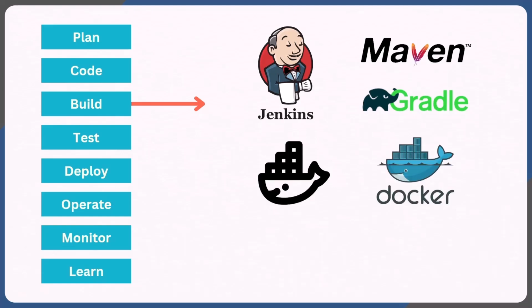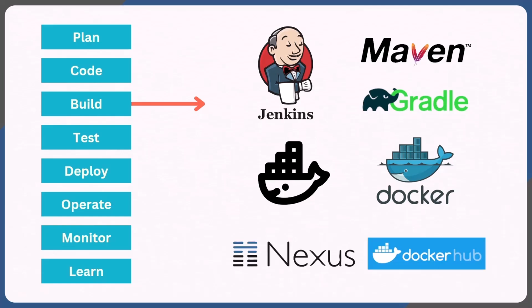And Jenkins will also create a Docker image using the Docker CLI. And with that, obviously we need a place to store the images, and that's where we have Nexus and Docker Hub to host and maintain the artifacts.